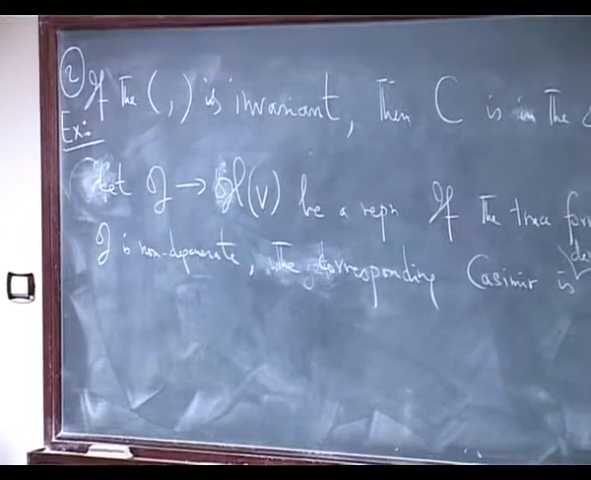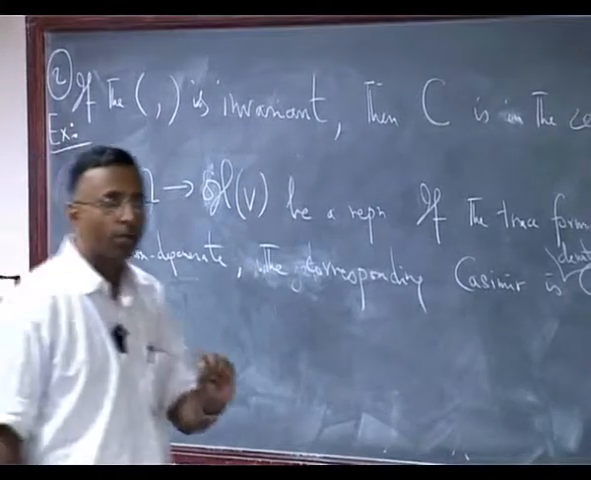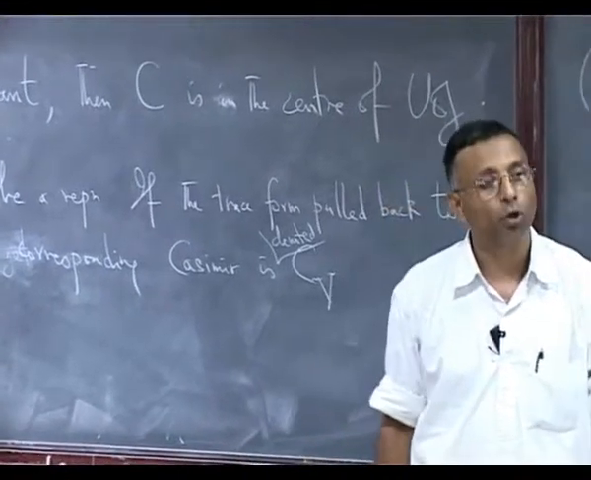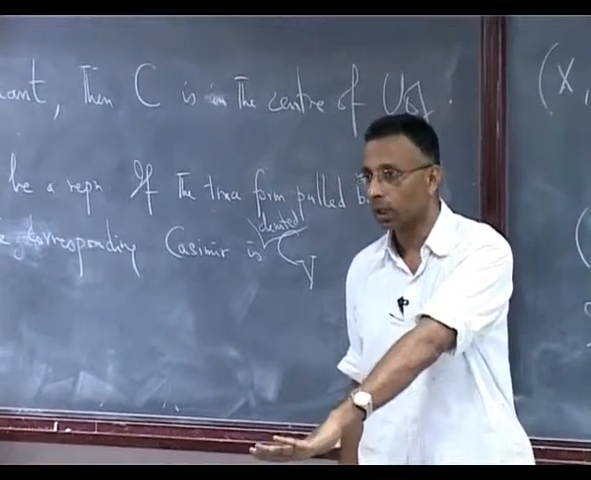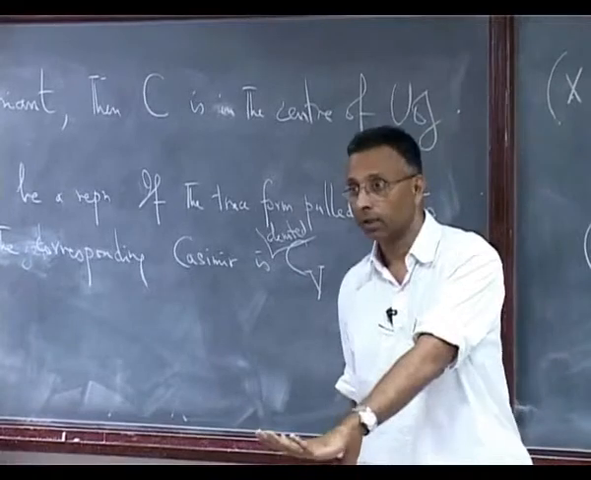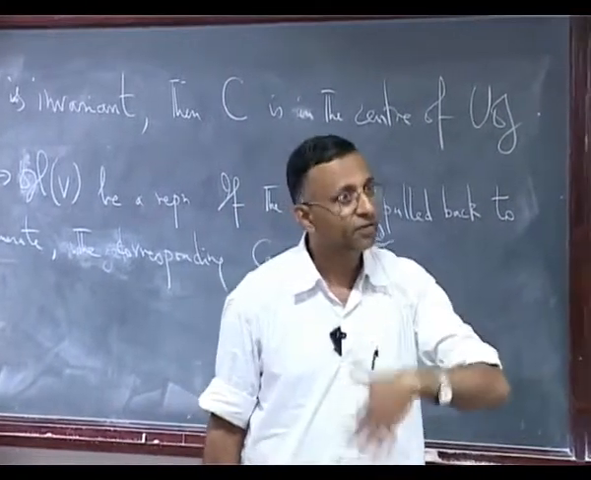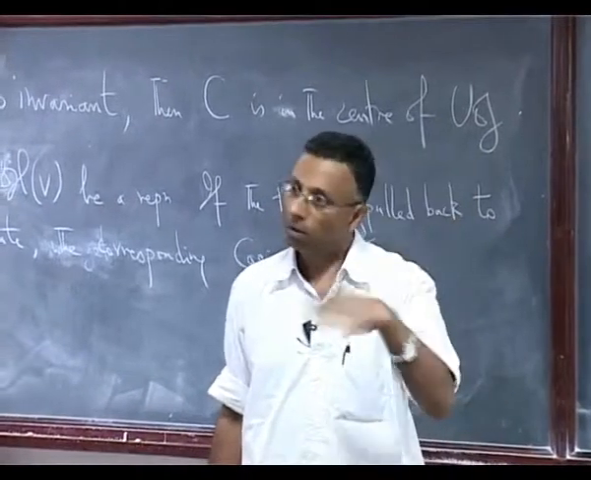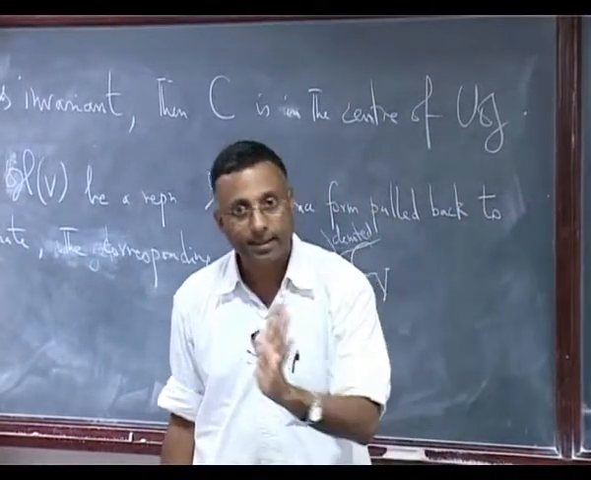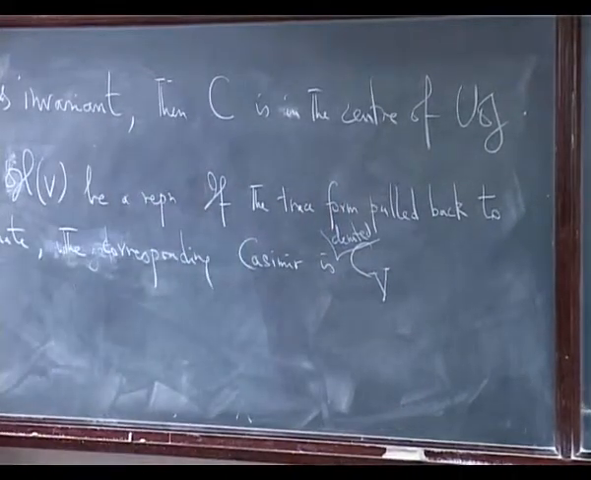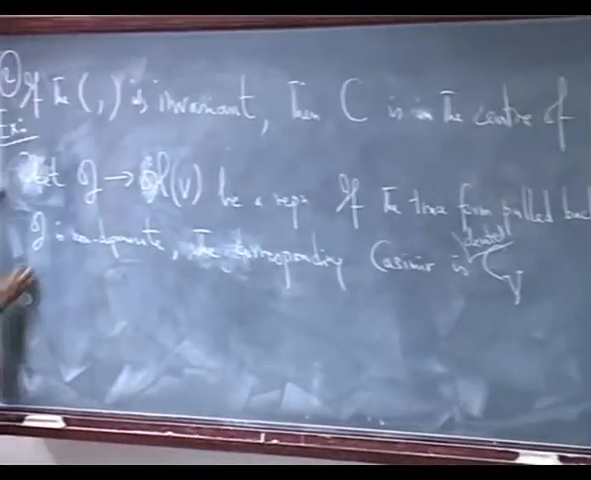Remember, it was cooked up by using a certain representation such that the trace form pulled back is non-degenerate to G. But it is in the center. So on any irreducible representation, perhaps V if V is irreducible, but any other whatsoever, it acts as a scalar if that representation is irreducible. Okay. Now let's come to the third point.